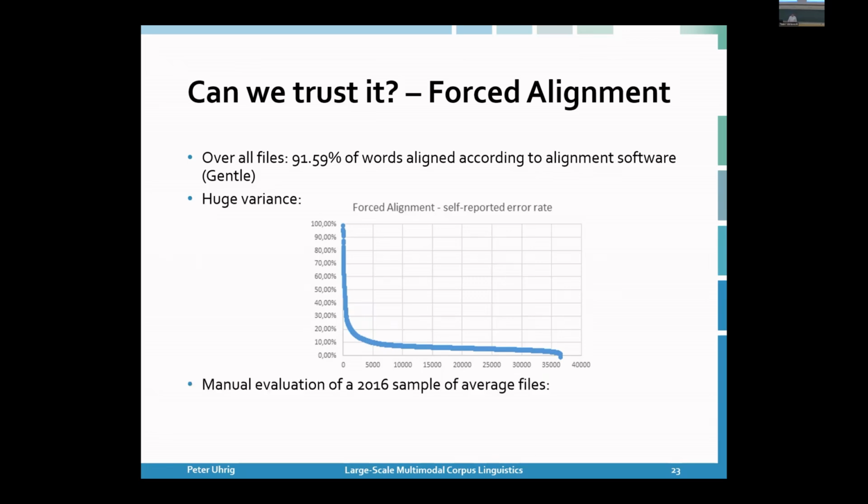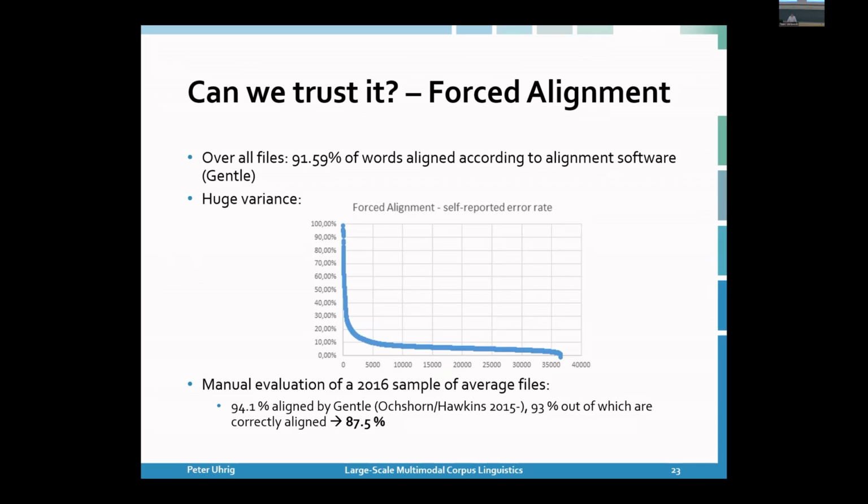Now, we did a manual evaluation of a sample of average files. For 2016, which is newer data, with slightly better audio quality, Gentle reported 94.1%. And out of those, 93% of the words were correctly aligned. So we get about 87.5%.